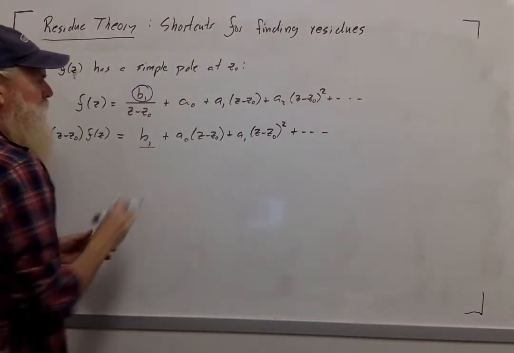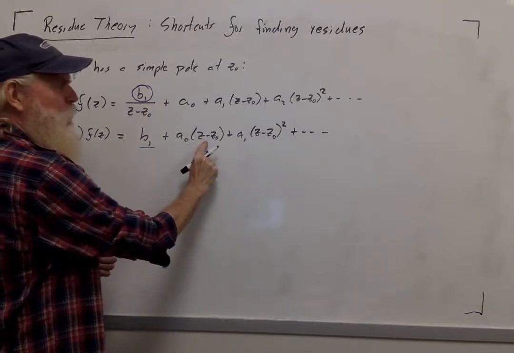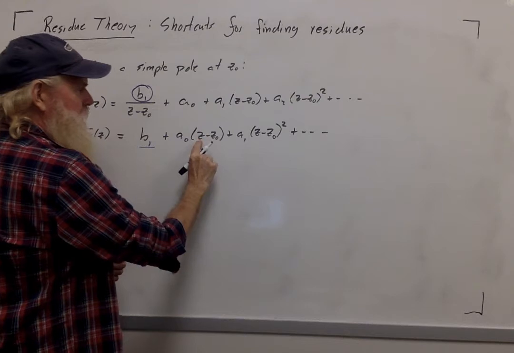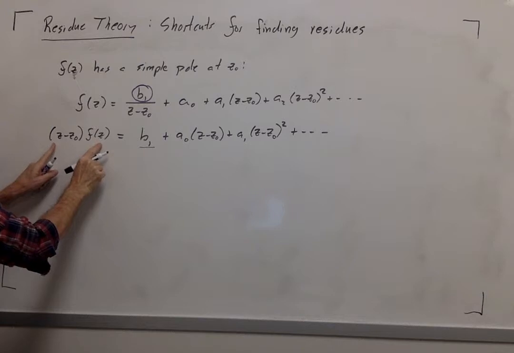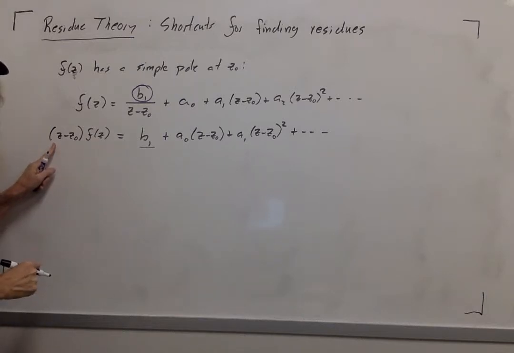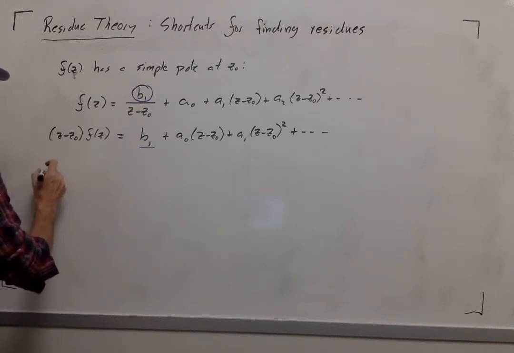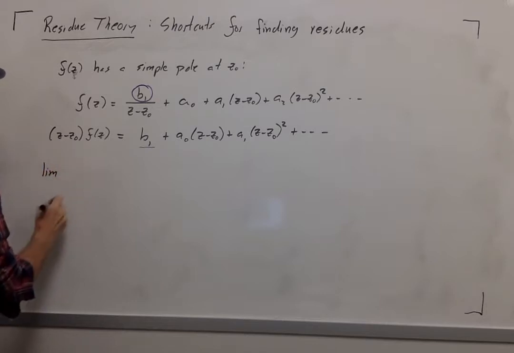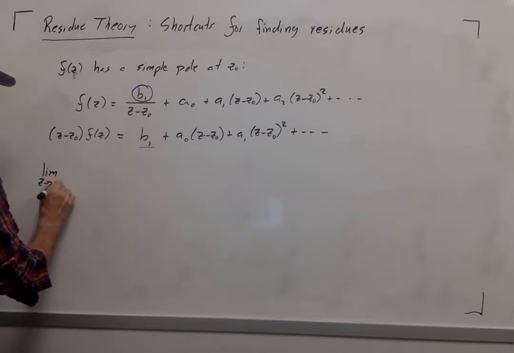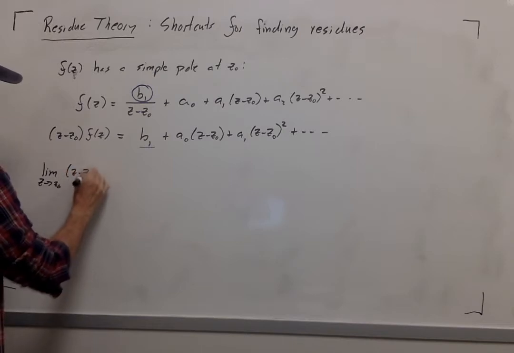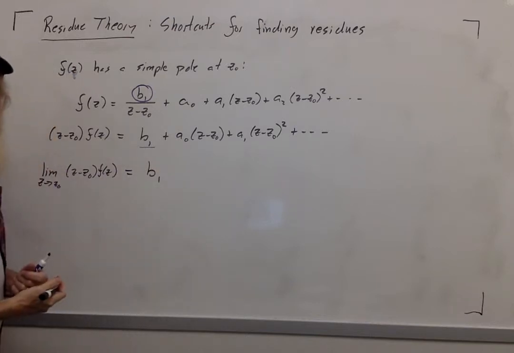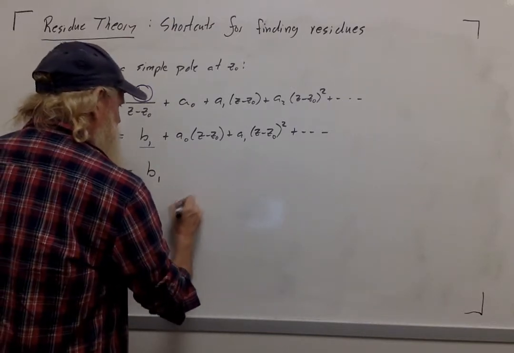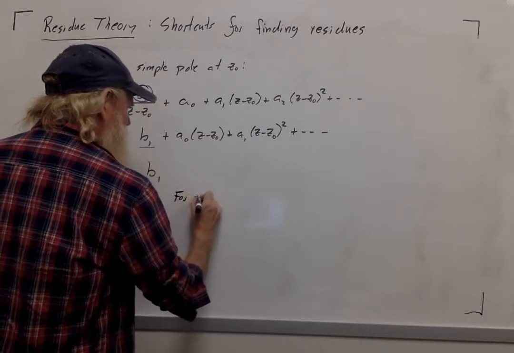And in order to get b1, I could simply set z equal to z naught on the right side of the equation. That'll make this term disappear, make this term disappear, and so forth. The only catch is, on the left side, z minus z naught times f of z is usually an indeterminate form. So instead of just being able to plug in z equals z naught, we usually have to take a limit. So we end up with the limit as z goes to z naught of z minus z naught times f of z is equal to b1.